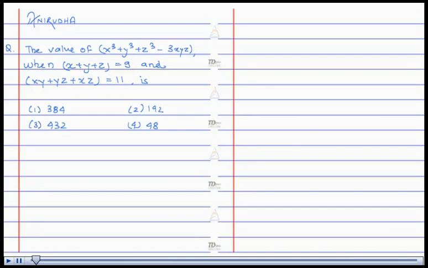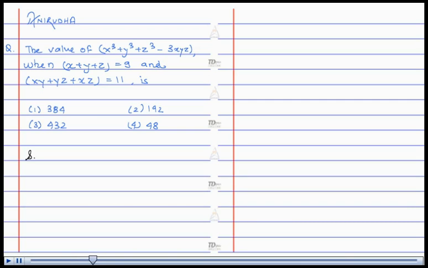Hello, I am Anirudh. The question is: the value of x cube plus y cube plus z cube minus 3 times xyz, when x plus y plus z is equal to 9 and xy plus yz plus xz is equal to 11, is. Let's see the solution.